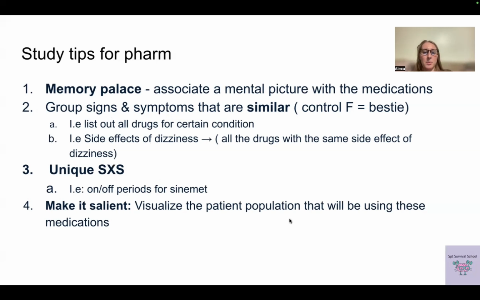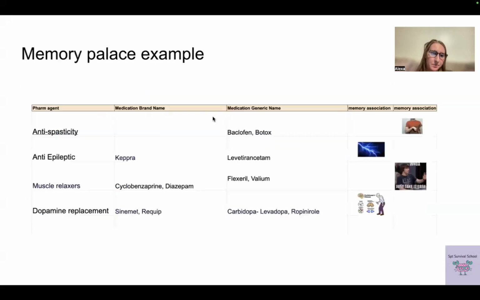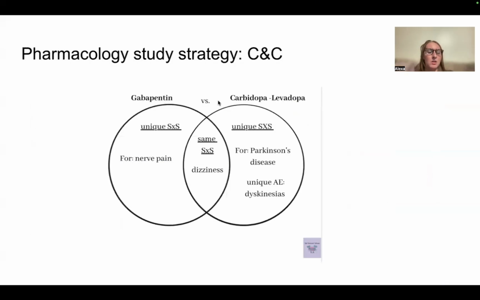So visualize the patient population who are going to be using this medication, and then what kind of medications they'll be taking. Anything that helps you build connections with either the mental picture or actually visualizing the patient population that uses drugs like Sinemet. So this is the memory palace example, having just different pictures for different medications. That way you're more likely to remember it. And then this is the compare and contrast strategy with the Venn diagram. So comparing what's different, what's the same, and that way you're more likely to remember on exam.